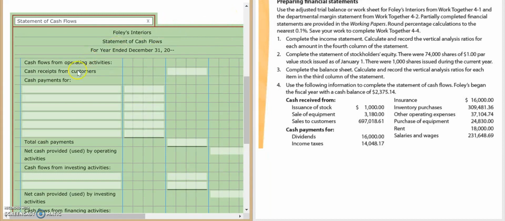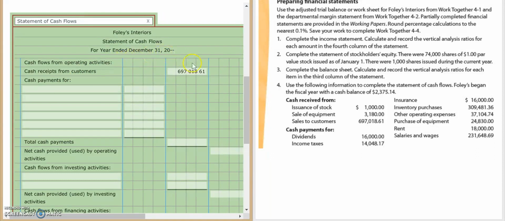So our cash receipts from customers, as we can see here, sales to customers was $697,018.61. That is a positive number, so we just have to type that in. Then we have to talk about what payments were made for our operating activities. Operating activities, remember, are things that we have to pay in order to make our business run.